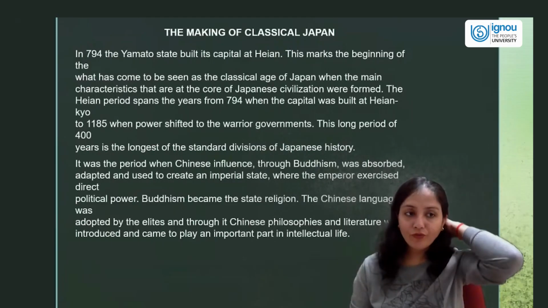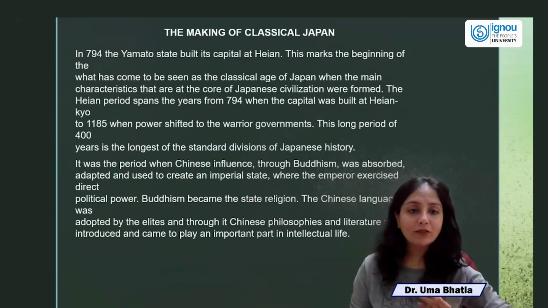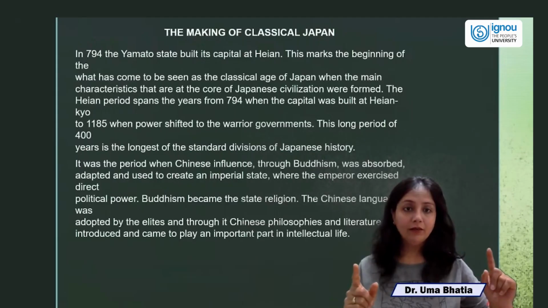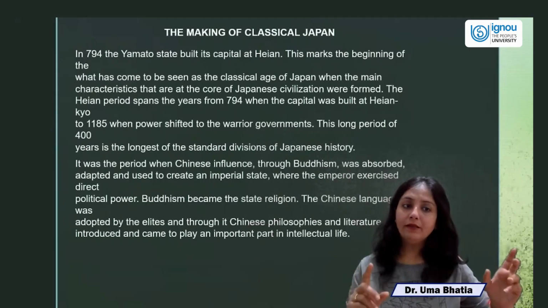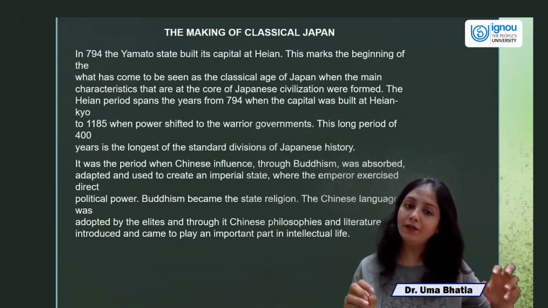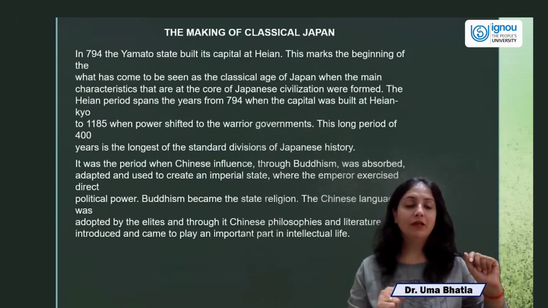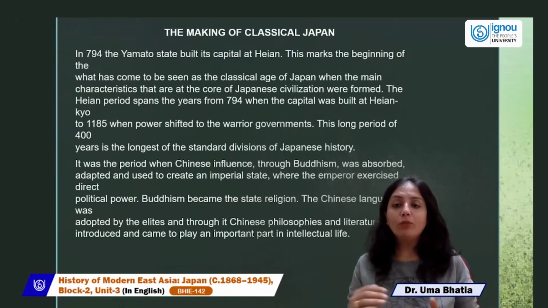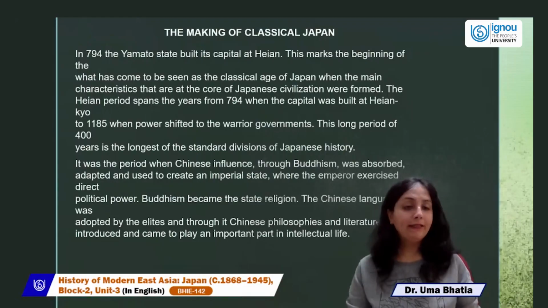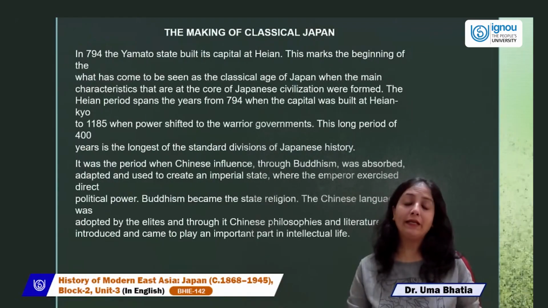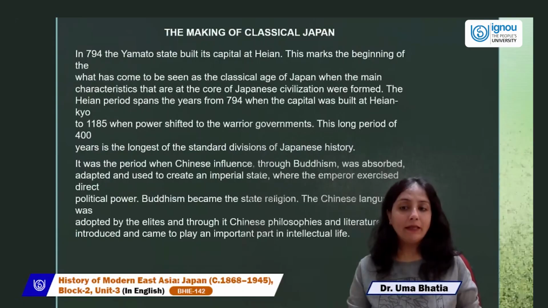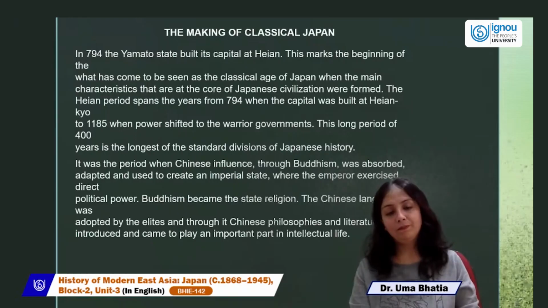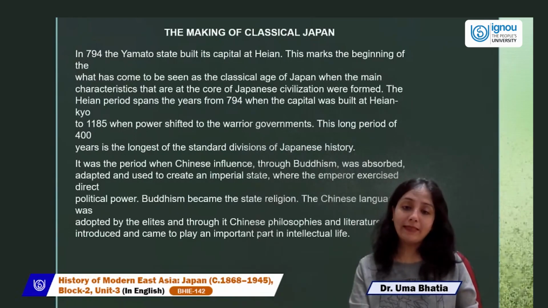This long period of 400 years is the longest of the standard divisions of Japanese history. It was a period when Chinese influence through Buddhism was absorbed, adapted, and used to create an imperial state where the emperor exercised direct political control. Buddhism became the state religion.